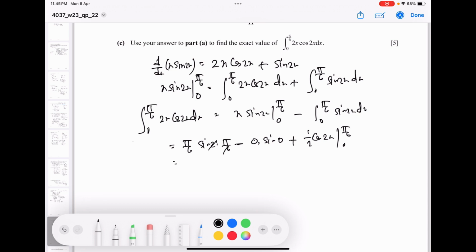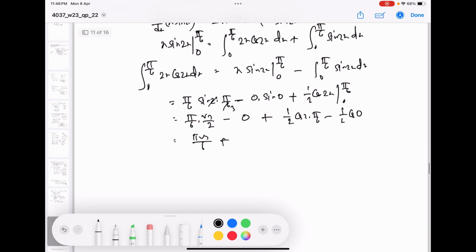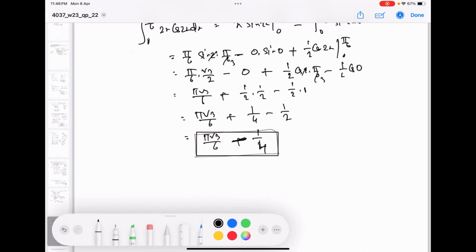Now let me simplify. So pi by 6 times root 3 by 2, that is pi root 3 by 12, then minus 0, plus half cos 2 times pi by 6 minus half cos 0. Now this will be pi root 3 by 12 plus half cos pi by 3, that is a quarter, minus half cos 0, which is half. Okay, great.